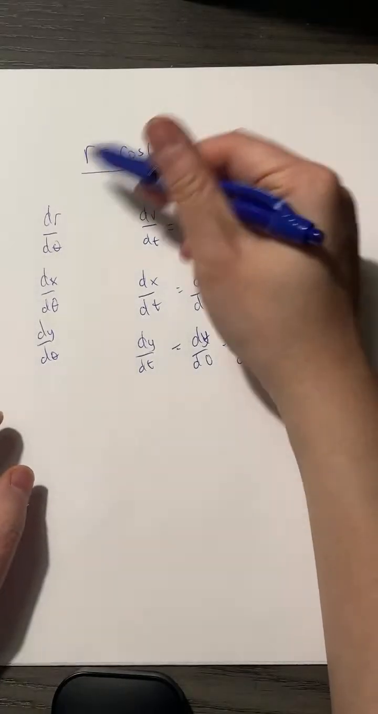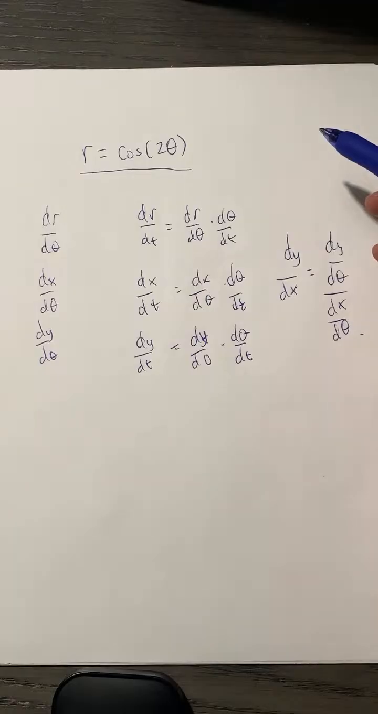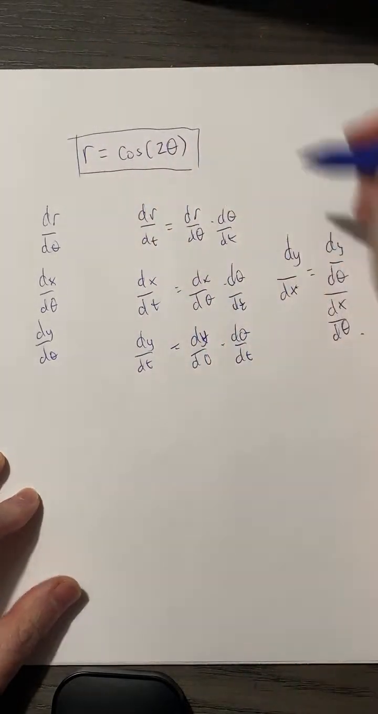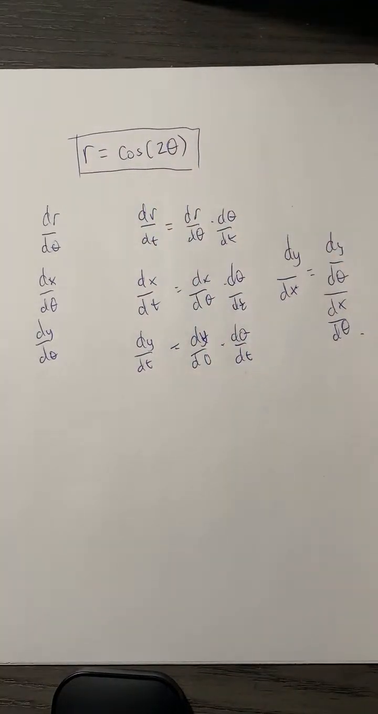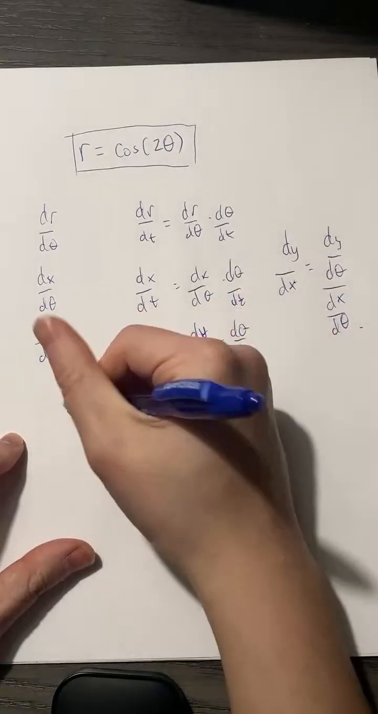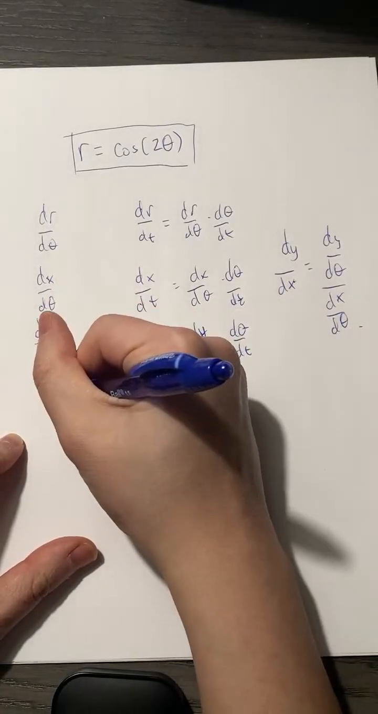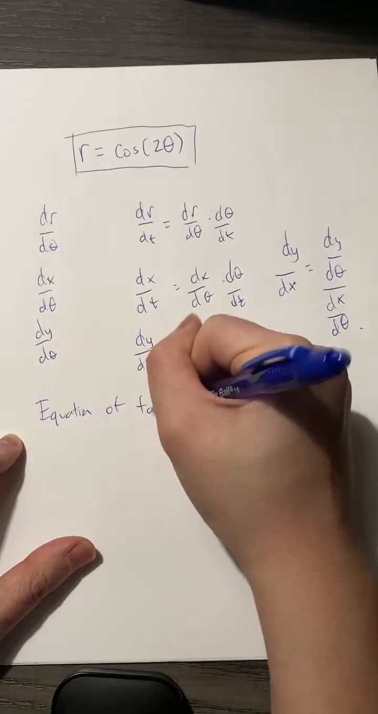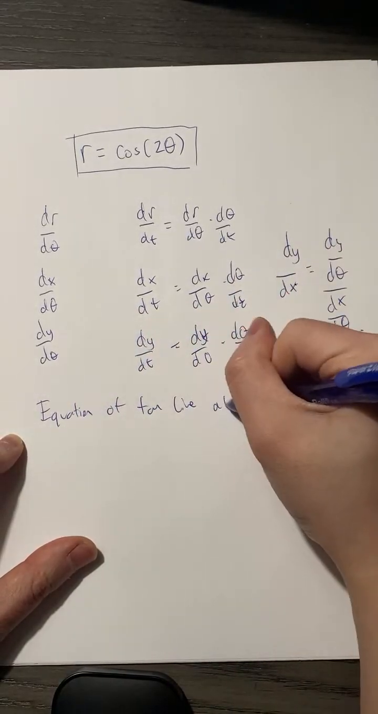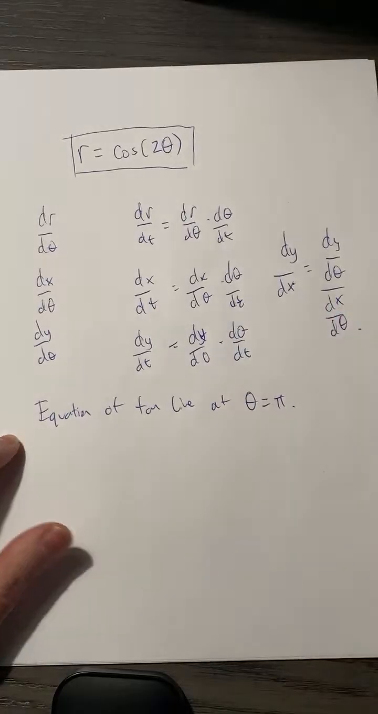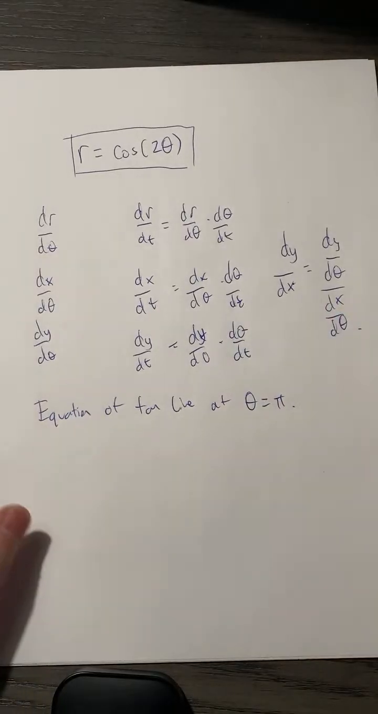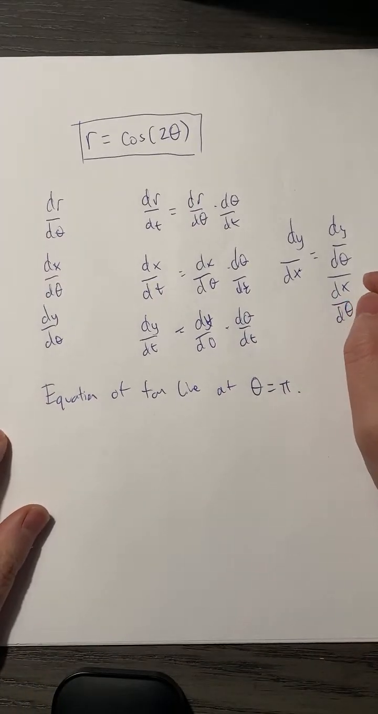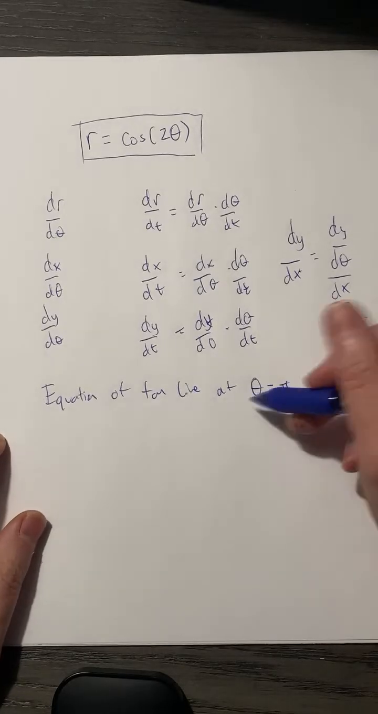So now we're doing cosine of 2 theta. So this is the given. Sometimes they just ask to find dy dx, but we're going to go straight to the hard question. We're going to do the equation of the tangent line at theta equals pi. This might get a little weird. I didn't check the numbers, but we're going to try this. So, equation of the tangent line.